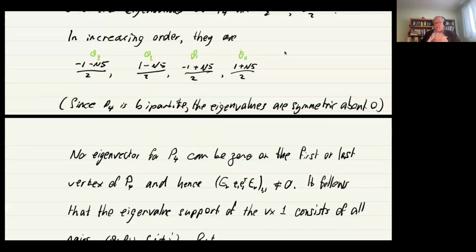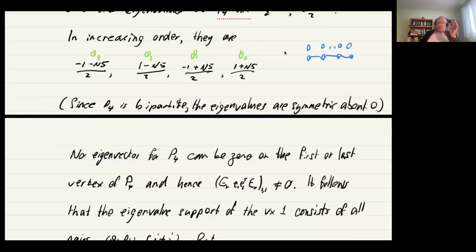I showed before that if we had an eigenvector which is 0 on this vertex, then that implied all the other entries are 0. So the point about the path on 4 vertices is that the eigenvalues are simple, and each eigenvector has a non-zero entry on the first vertex and on the last vertex.